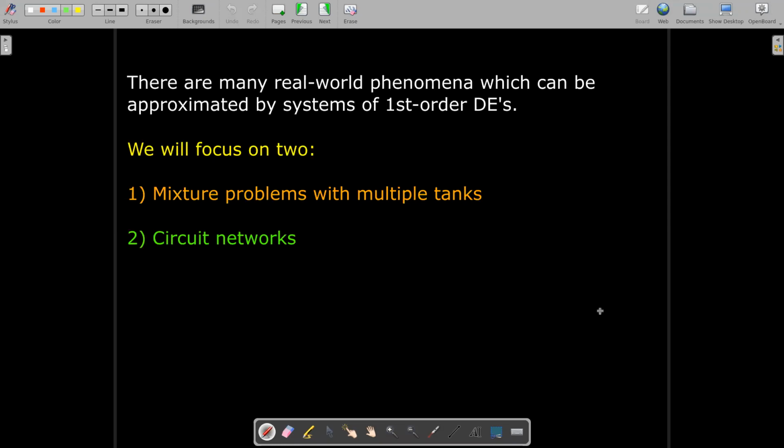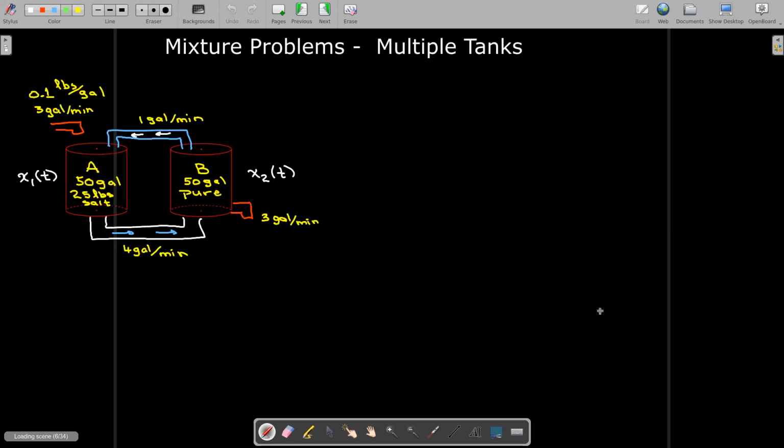So there'll be networks with more than one loop. So let's look at a mixture problem where we have two tanks. Let's look at this diagram.